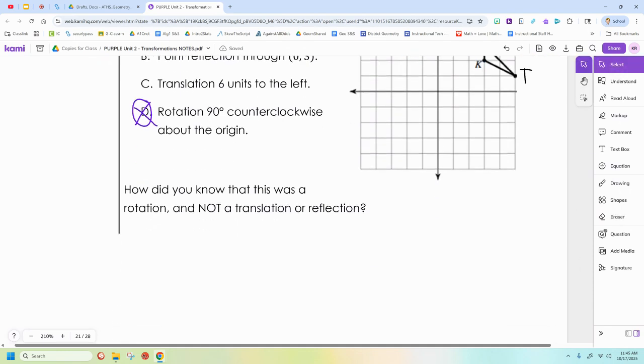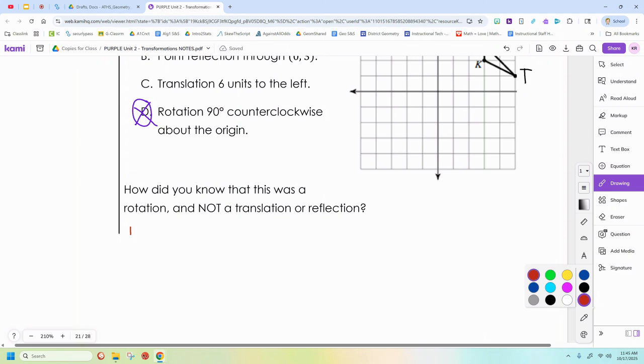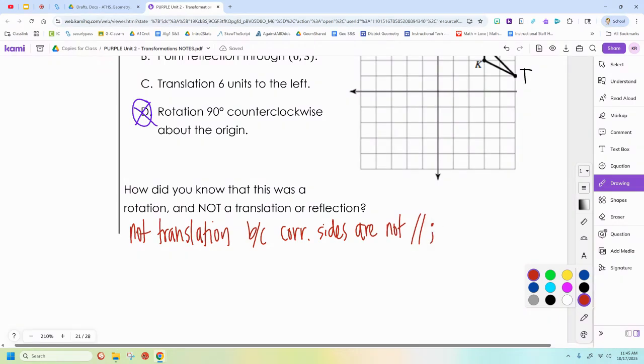So we know it's not translation, and we can say because the slide is different for all points. I mean, there isn't a consistent slide rule, or you can say because corresponding sides are not parallel. And then I'm just going to put a semicolon here. Slide rule only works for point R.